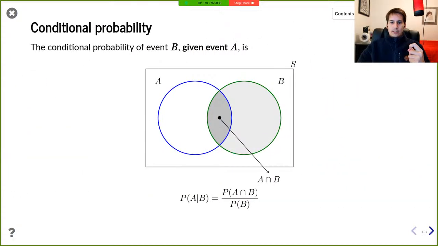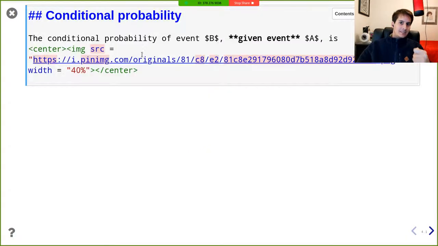Okay, this is a little bit more complicated. Here I put it in reverse with respect to the picture. Sorry, this should be the probability of an event A given an event B.